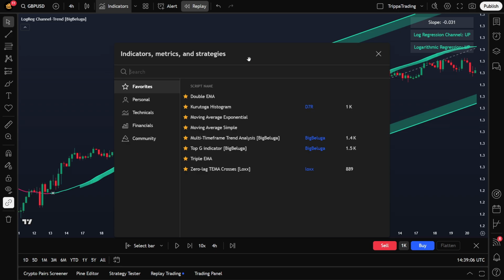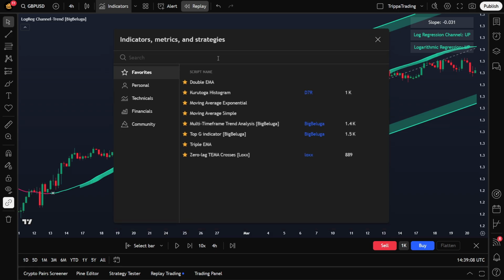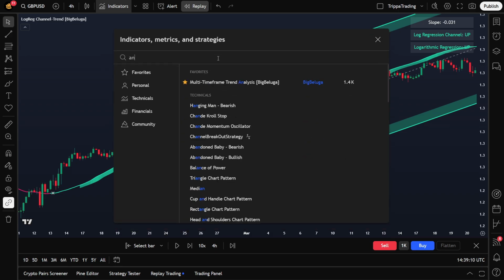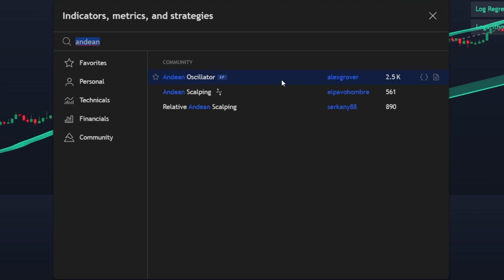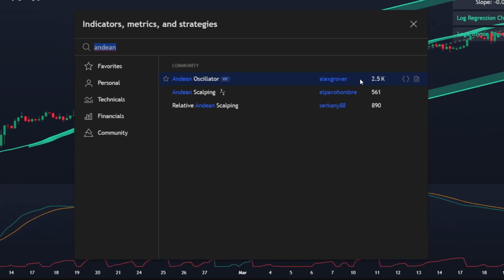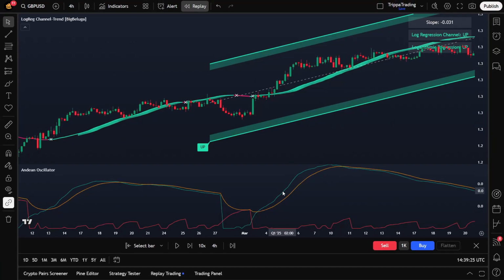chart. Because if we only use this to open buy or sell positions, there are also going to be many false signals, which can lead to more loss. So we will click on the Indicators tab again, and from here, search for the Andian Oscillator. It's another TradingView indicator, created by Alex Grover.